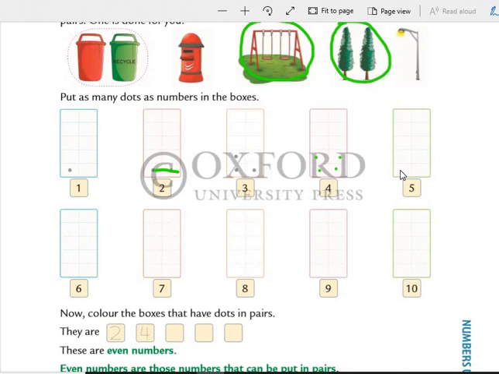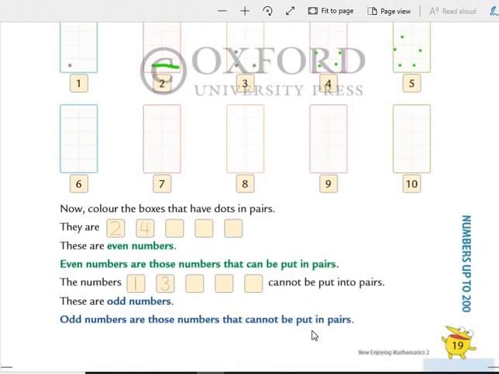Now let's see number 5. 1, 2, 3, 4 and 5. There is one dot left without a pair. Now go to numbers 6, 7, 8, 9 and 10. You can do it on your own and slowly find out which numbers make a perfect pair of 2 and which numbers do not. So you can do this exercise on your own and learn whether the number is odd or even.